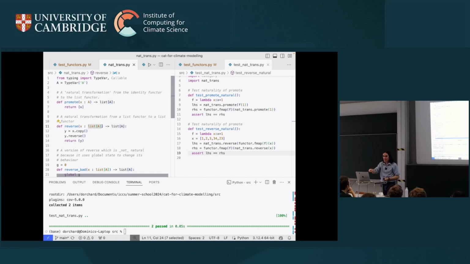Maybe I could write a test then that tests the naturality property, that doing the functor mapping first and then converting should be the same as converting and then doing the functor mapping on the other side. That might also be an optimization depending on your data structure, might not be. In this case, the promote naturality does give us an optimization.